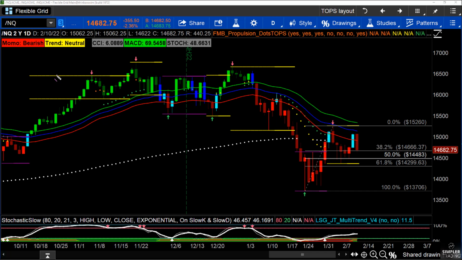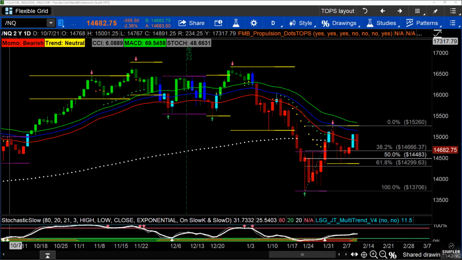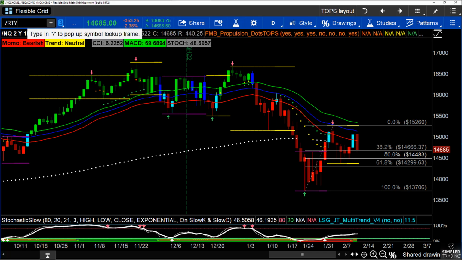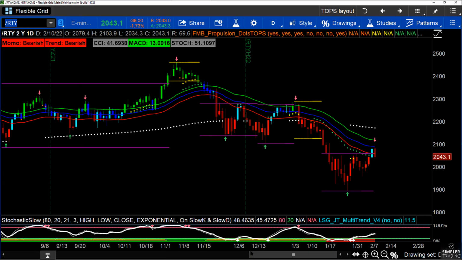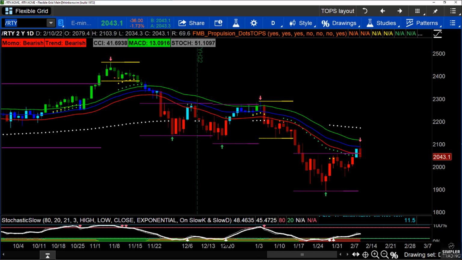Now let's jump on over to the Russell, because the Russell has been a little bit more volatile. Let's talk about why the Russell might be a little bit more volatile. Small cap stocks tend to be a little bit more resilient in an environment of a strong dollar. And we're going to see a stronger dollar as the expectations for at least 3/4 point hikes are priced in for the March, May, and June FOMC meetings.